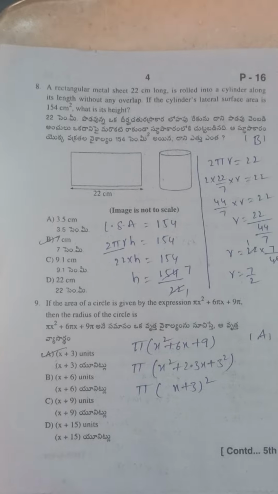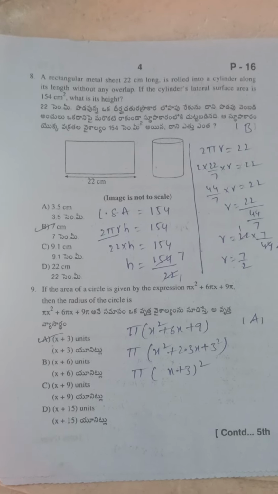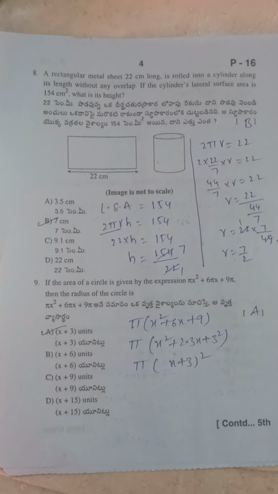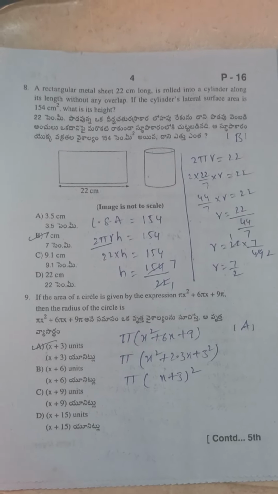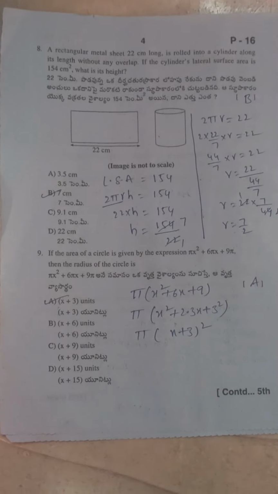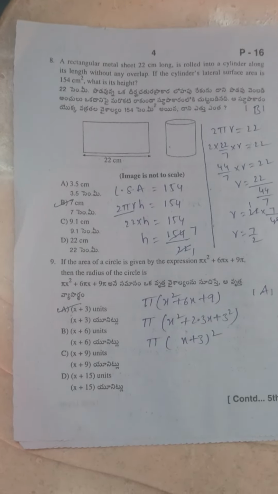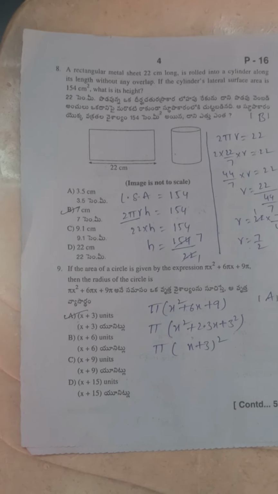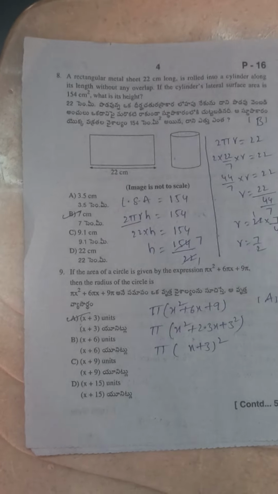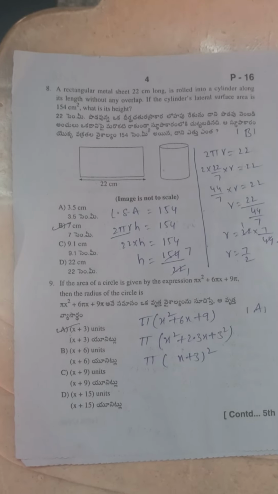Next, a rectangular metal sheet 22 cm long is rolled into a cylinder along its length without any overlap. If the cylinder's lateral surface area is 154 cm square, what is its height? So length of the rectangular sheet is equal to the circumference of the cylinder. So 2 pi r is equal to 22, r is equal to 7/2. Here the lateral surface area given is 154. So lateral surface area of cylinder is 2 pi r into h. So h is equal to 7. What is the option? B.